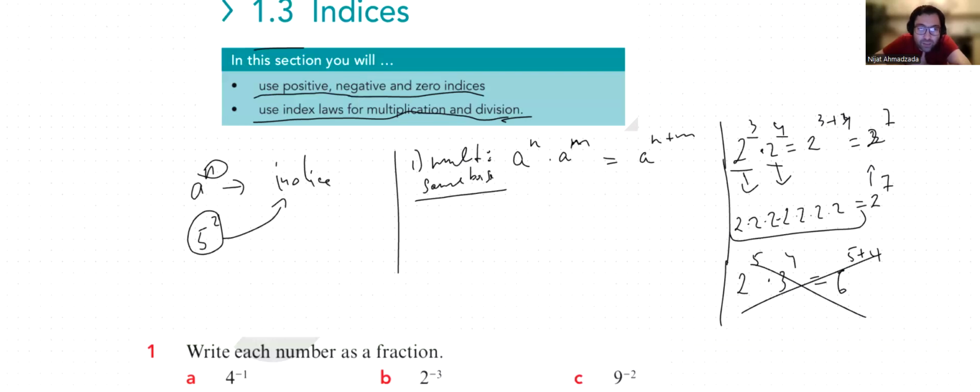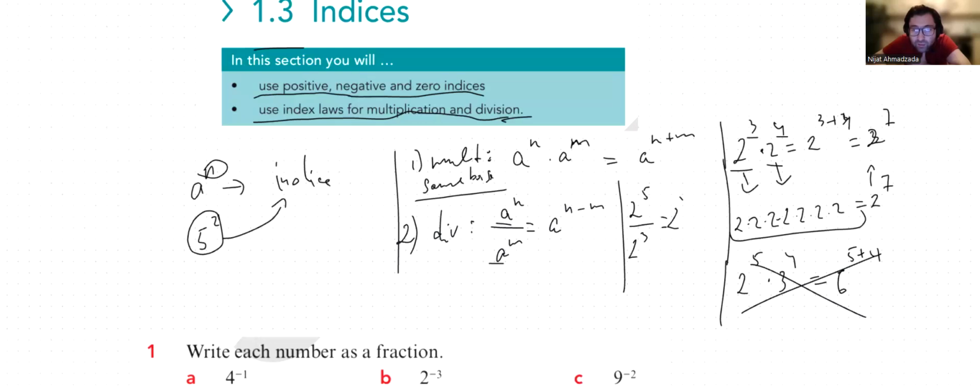The second rule is about division. The division rule says a to the power of n over a to the power of m, again the bases have to be the same, is equal to a to the power of n minus m. An example for this is 2 to the power of 5 over 2 to the power of 3, which is equal to 2 to the power of 5 minus 3, which is 2 to the power of 2, which is 4.